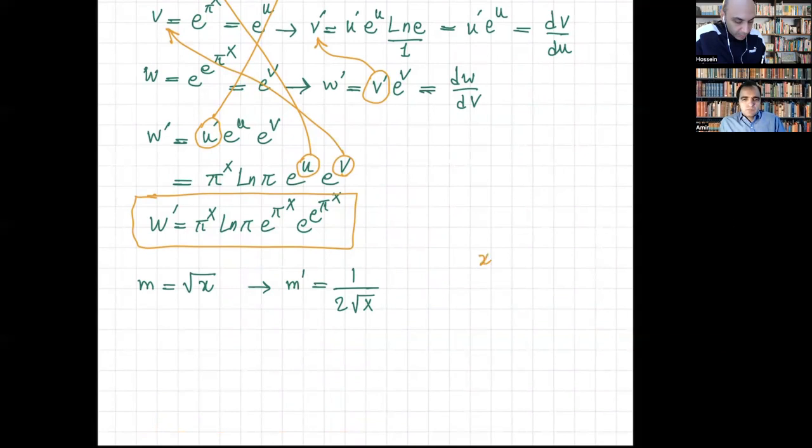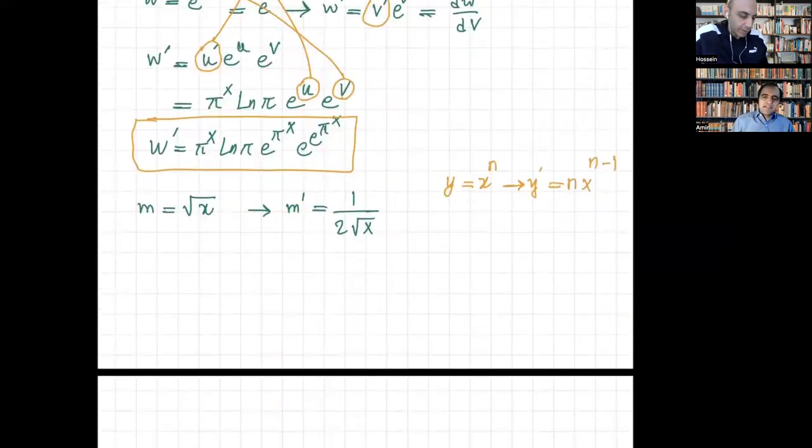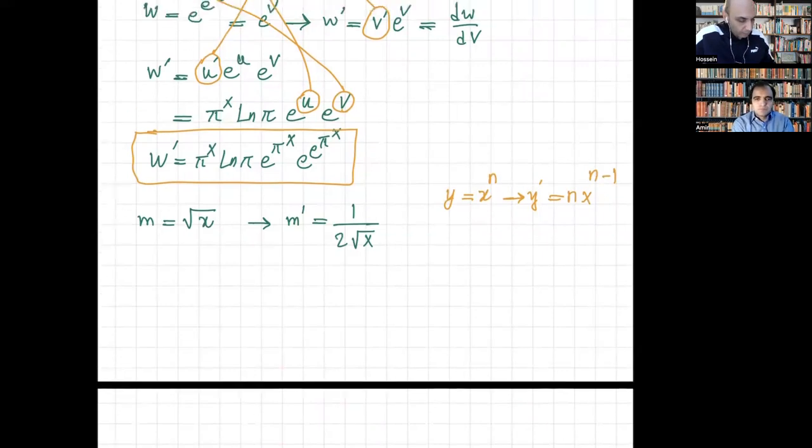if you have y equal x to the n, then y prime is n x to the n minus 1. And then I use this rule to find this derivative. I'm not going to get into the detail of that. And here n is 1 over 2. And then what did I have?